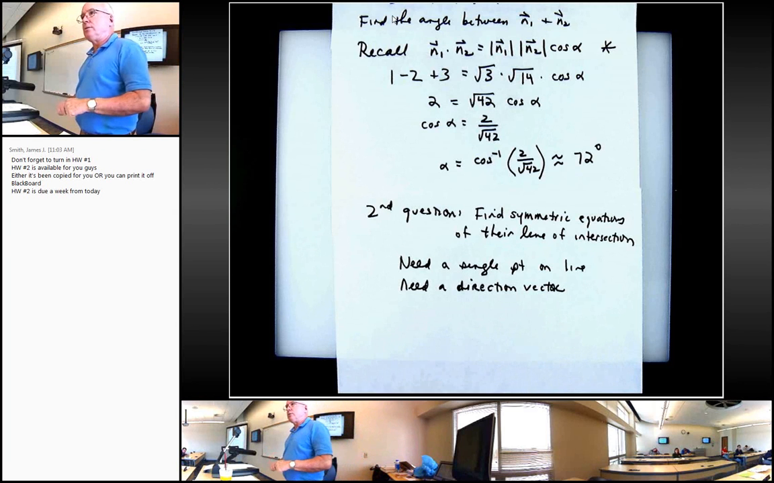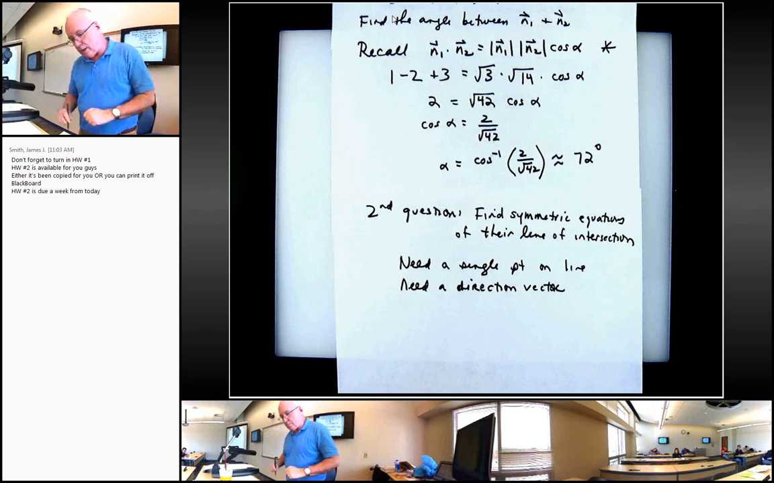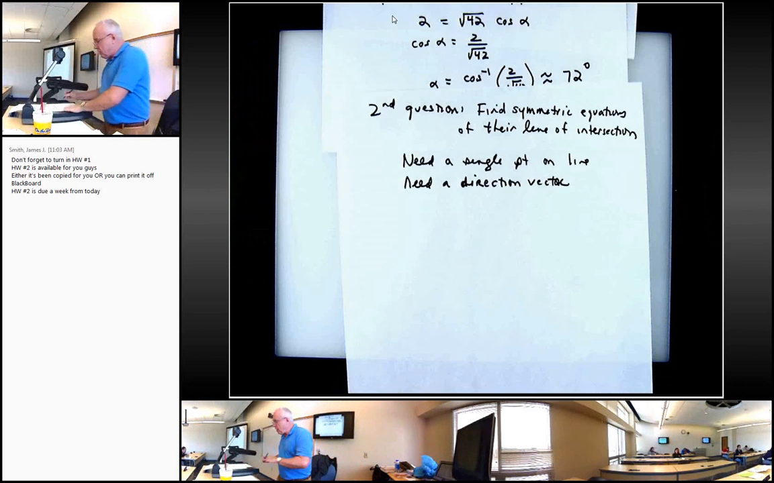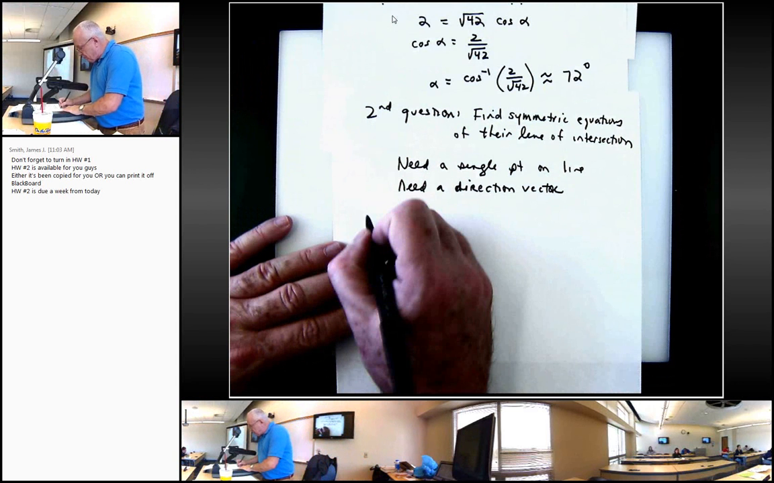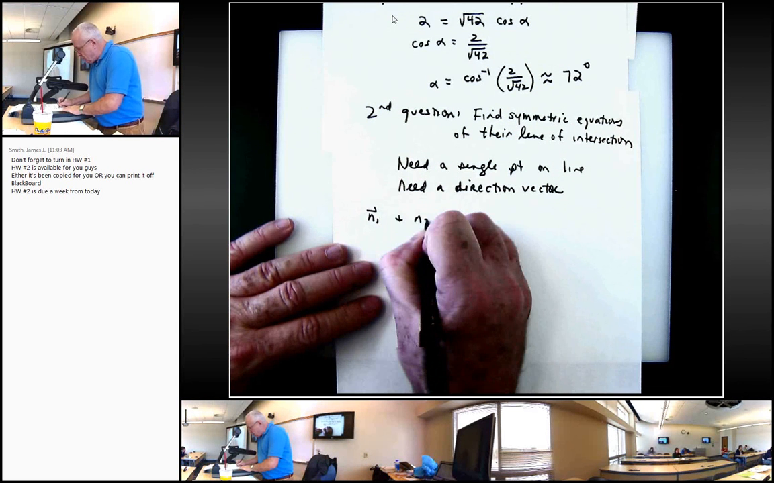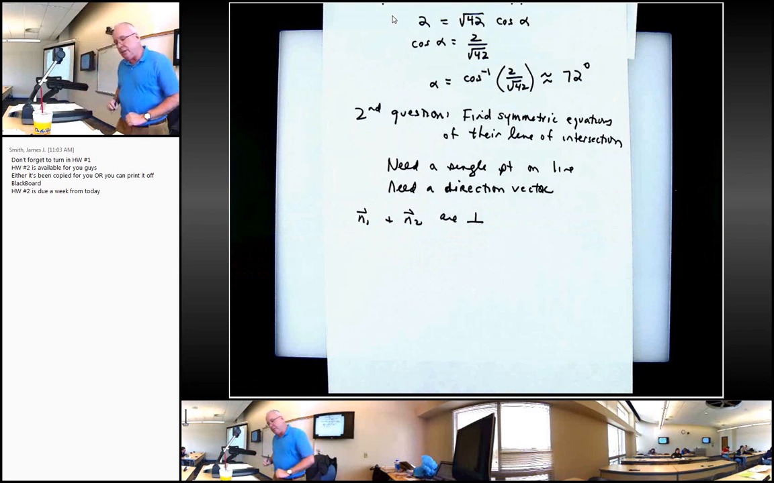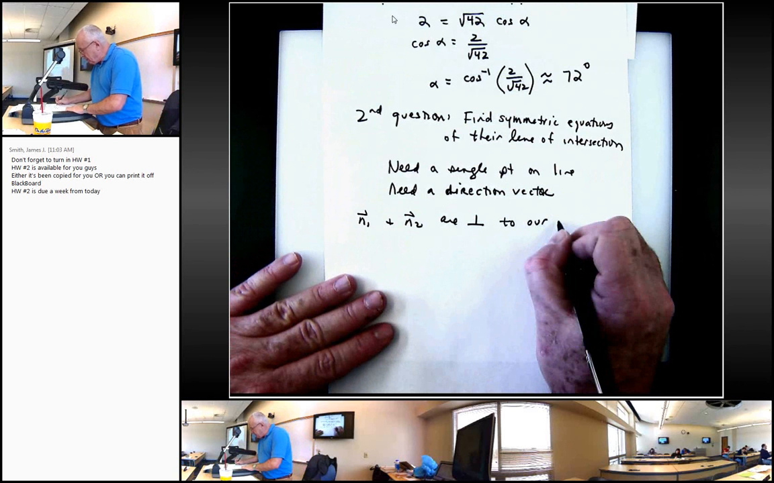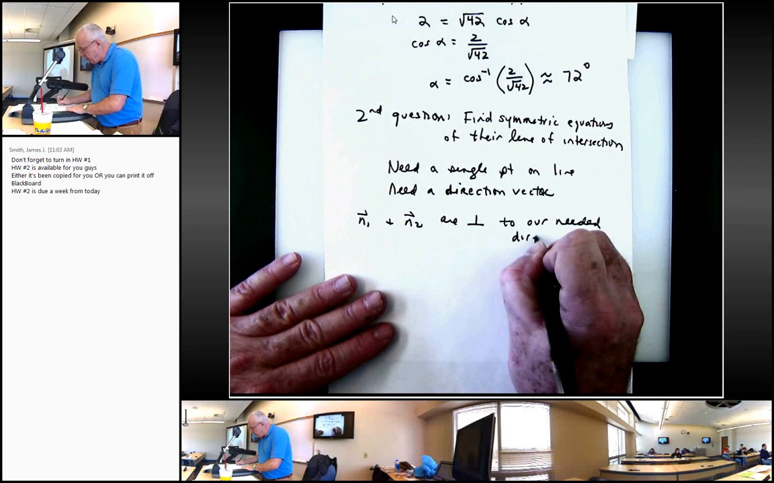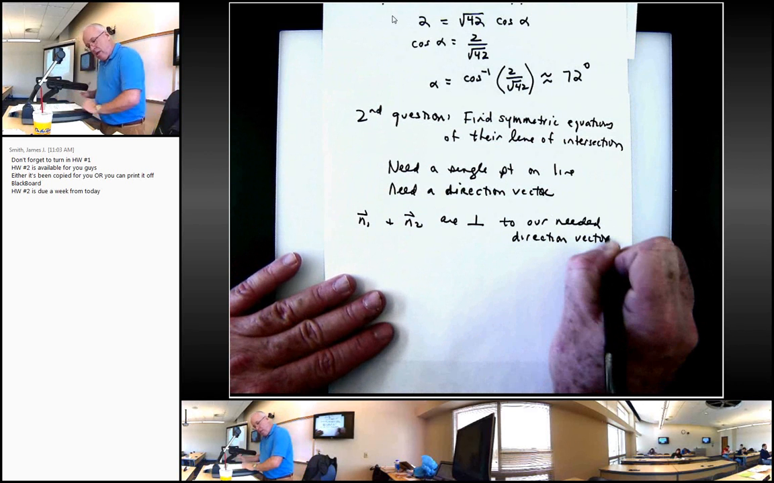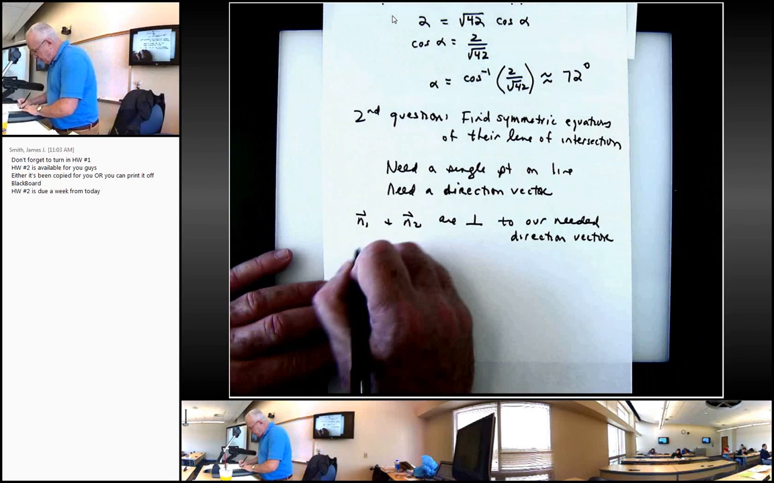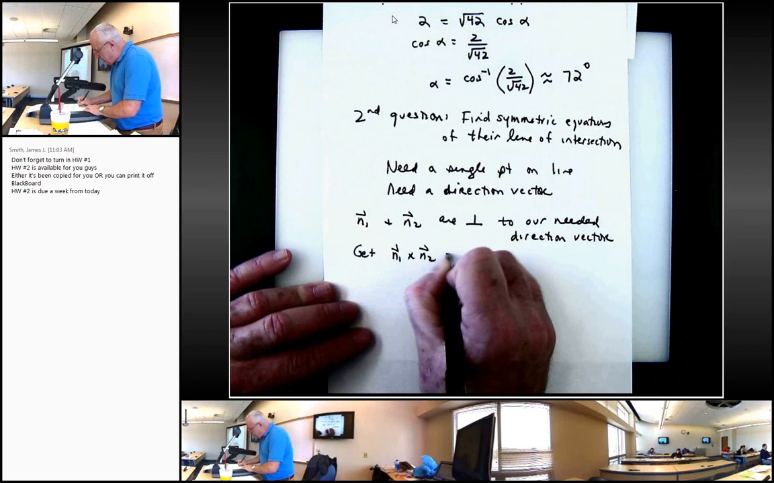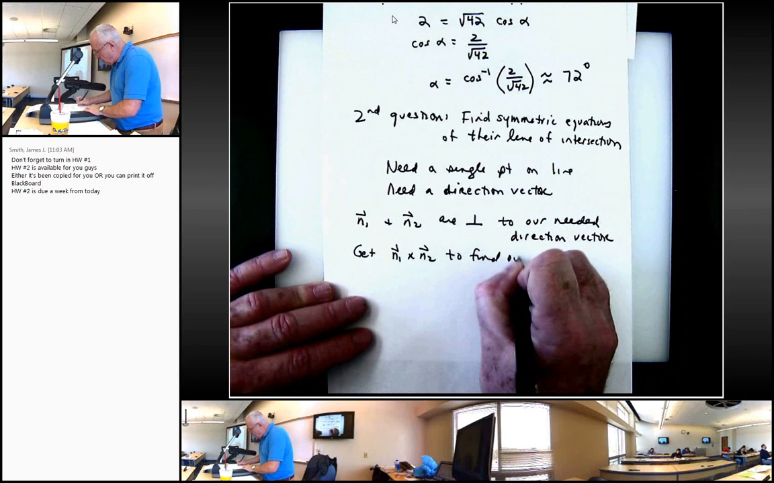Which product do we use? Cross product. We use the cross product. Okay. All right, let's go back here then. What I had just said is this: therefore, N1 and N2 are, let me put the perpendicular symbol, perpendicular to our needed direction vector. So let's get their cross product. Get N1 cross N2 to find our direction vector.